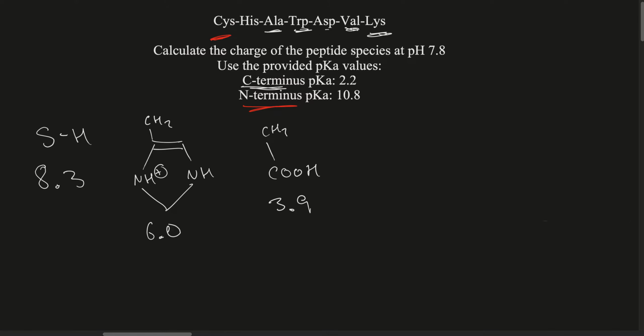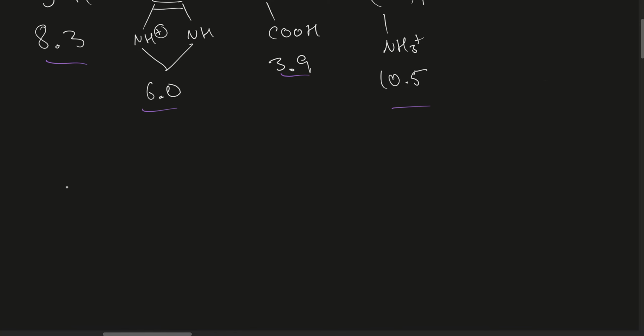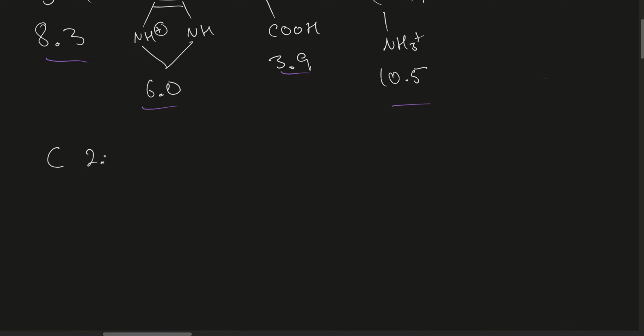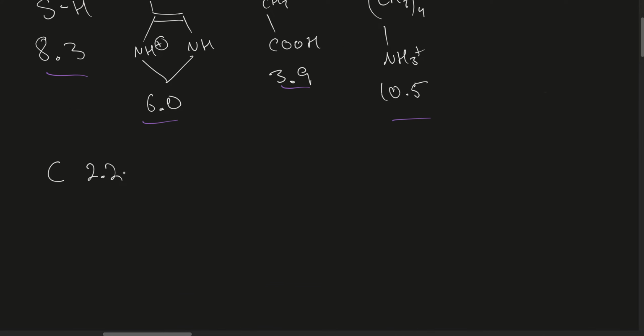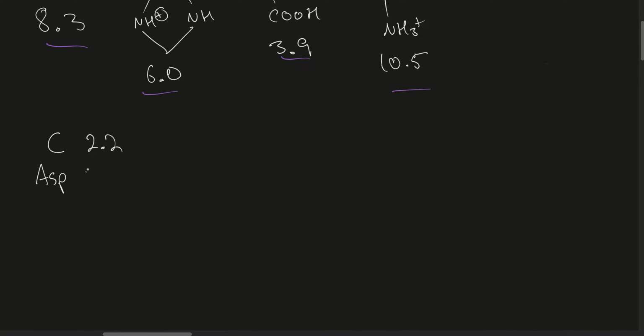For valine, there is no acidic hydrogen, and for lysine, we do have a basic group. We have our amine at the end, which when protonated has a positive charge, and the pKa for this is 10.5. And so now we have all the pKa's that we need to find out what the charge on this species is. So now we're going to list them from least to greatest just for the sake of order. We're going to have the C-terminus, which has a pKa of 2.2. We're going to have our aspartic acid carboxyl R group, so that's going to be 3.9.